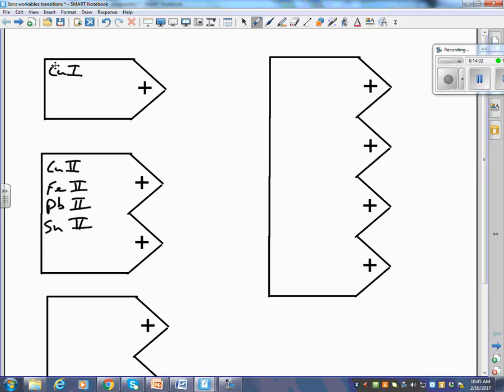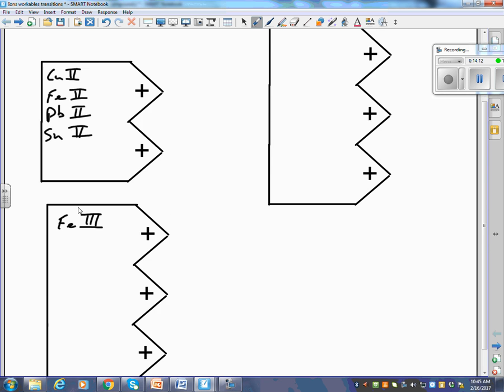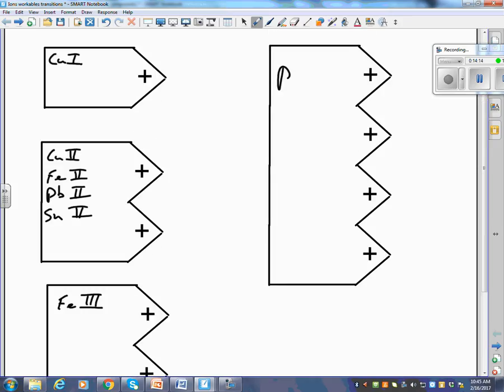Okay, do we have any 3s? We have an iron 3, so Fe3. That's the only one for a 3. And we have a couple of 4s. We have lead 4, Pb, and 4 is an IV. And tin is the other one, so Sn4. So I would suggest you cut those out. I'll get Mrs. Coombs with scissors again, and we'll do that.